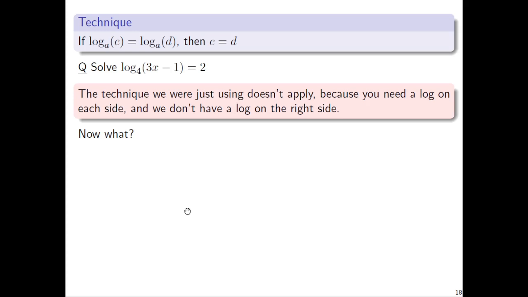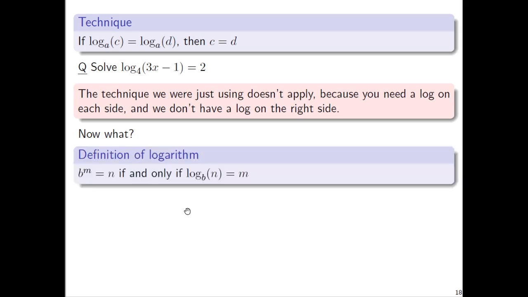So now what? Well, just recall, we still have the definition of logarithm. So check this out. Log base 4 of 3x minus 1 equals 2. Check out how that's like log base b of n equals m. So the b is 4, n is 3x minus 1, m is 2. So rewrite this equation in this format, b to the m equals n, and you'll have 3x minus 1 equals 4 to the 2. That's a nice equation. So literally using the definition of logarithm, log base 4 of 3x minus 1 equals 2 turns into the equation 3x minus 1 equals 4 to the 2.